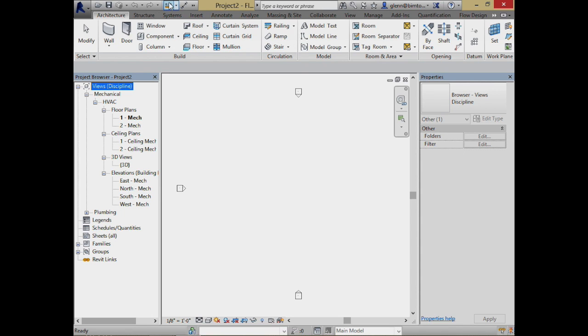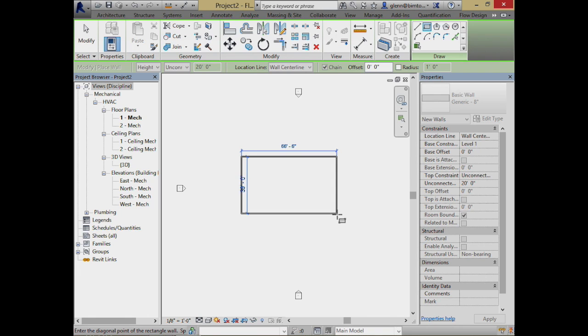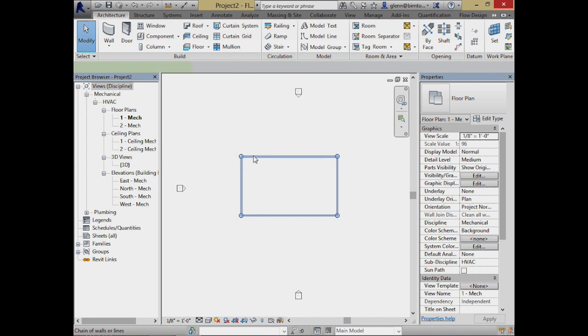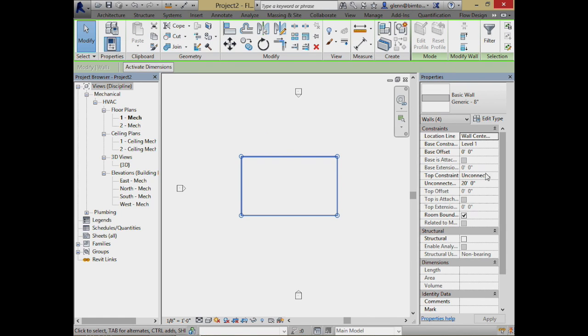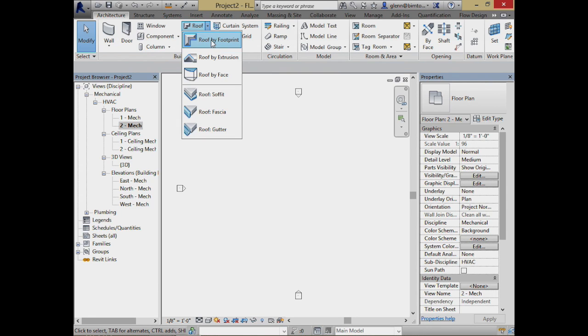Ever so simple. We are going to put some walls down. I'm not going to worry about the type right now, but it will ultimately matter because the thermal properties will help determine the loads. Pretty simple there. Let me just make those up to level 2. Okay, I'm going to put a roof on this building. So I'll go up to level 2 and put some sort of roof on here.